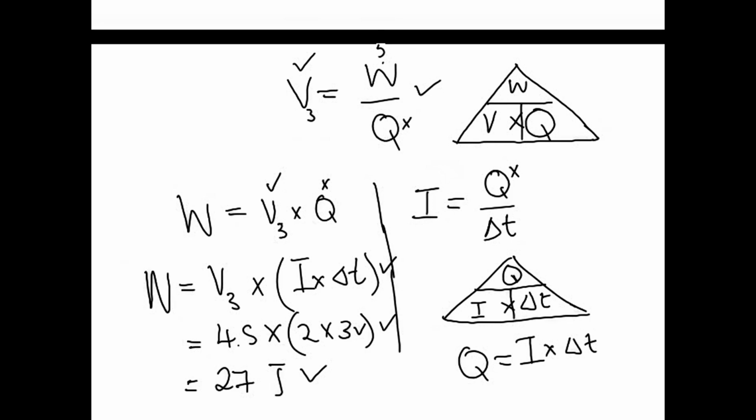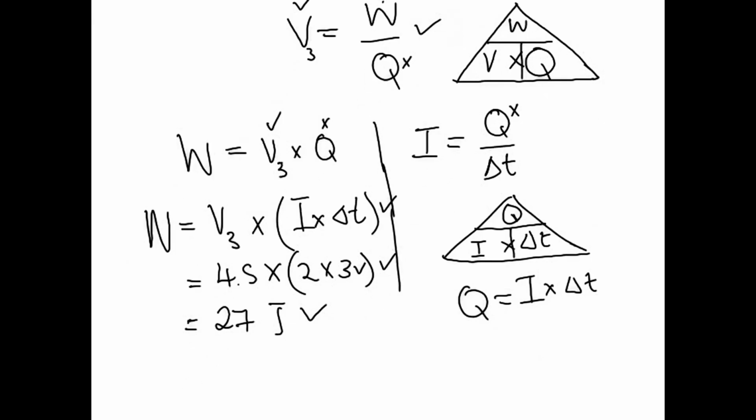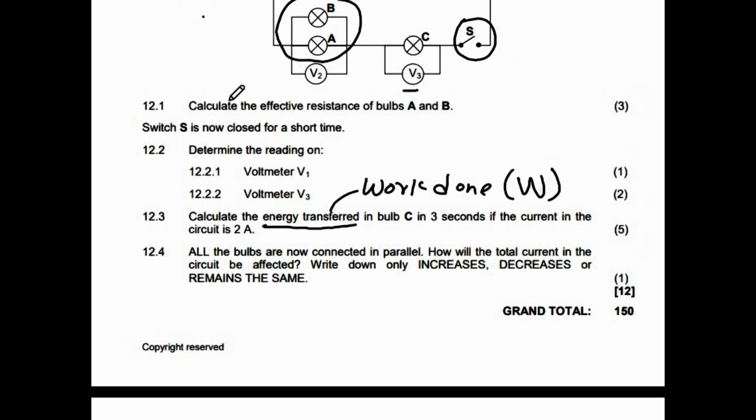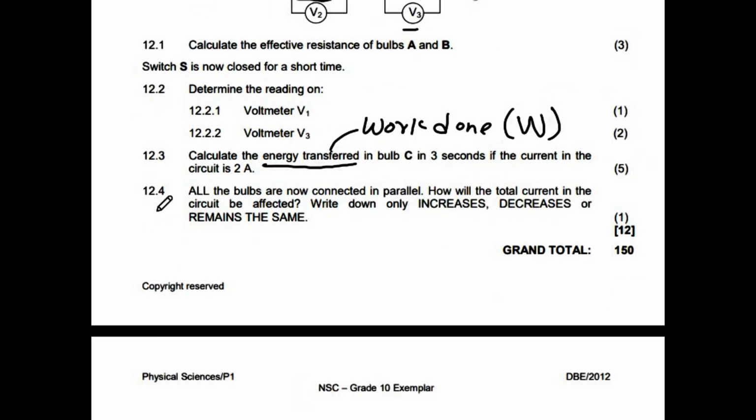So there you have your 5 marks. The final question is then going to be 12.4. It says, all the bulbs are now connected in parallel. How will the total current in the circuit be affected? Write down only increases, decreases, or remains the same.